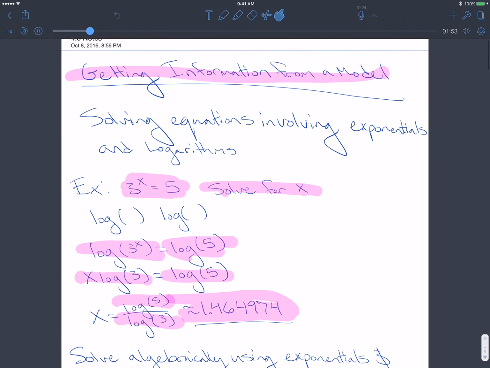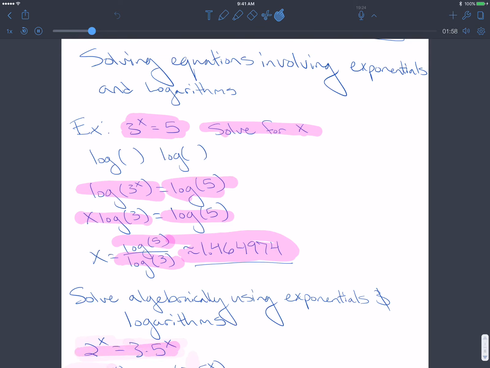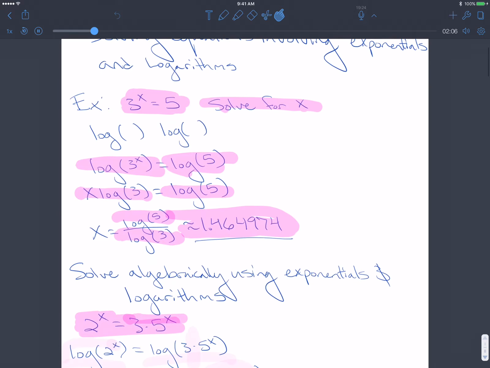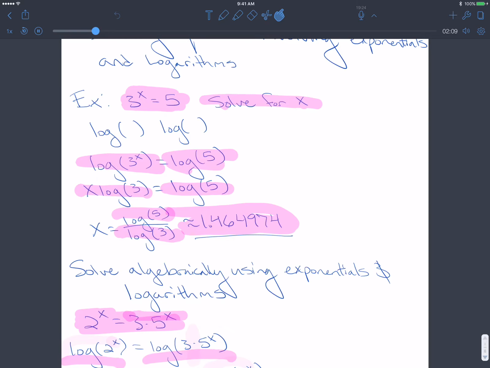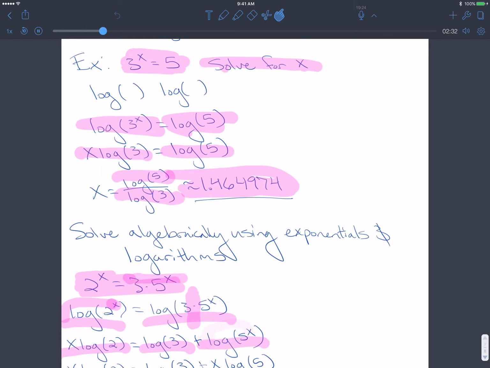Let's do some more. So if I said solve algebraically using exponentials and logarithms for 2 to the x is equal to 3 times 5 to the x. Okay, so now I have a lot more going on. I take a logarithm of both sides. Log of 2 to the x is equal to log of 3 times 5 to the x, right? That's consistent. I'm doing it to both sides. Now I apply laws of logarithms. So my x in the exponent is going to come down. Here, I have to split this multiple because 3 isn't being raised to the power x, but 5 is. So I have to split those up first. So I have x log 2 is equal to log of 3 plus log of 5 to the x.